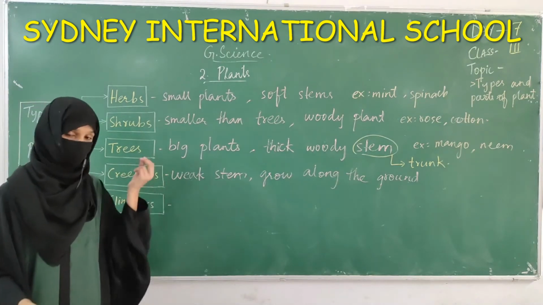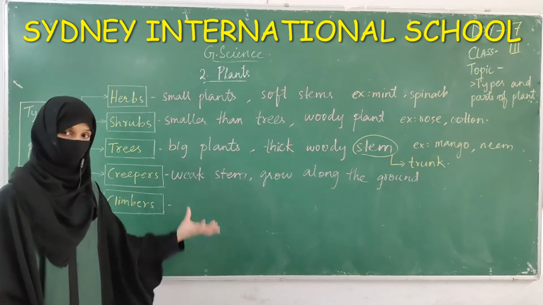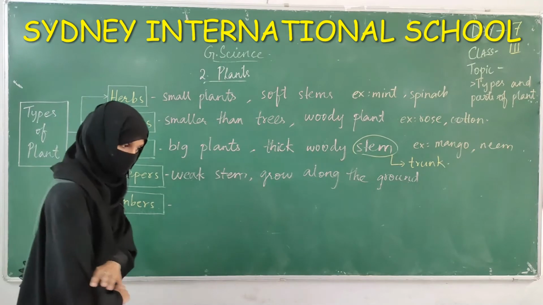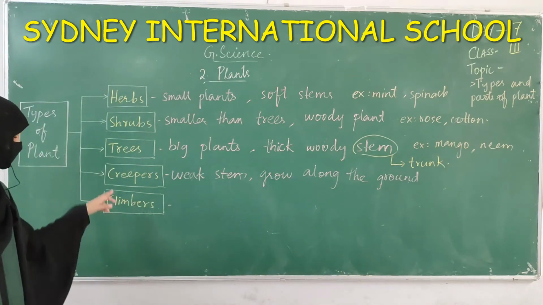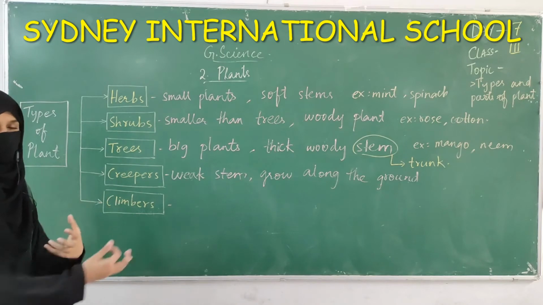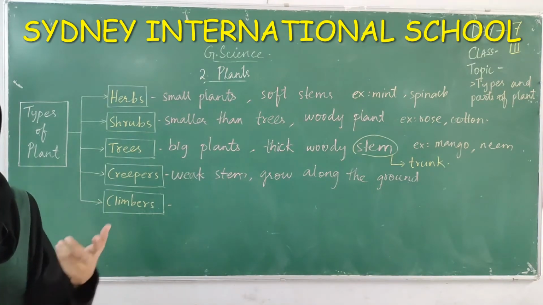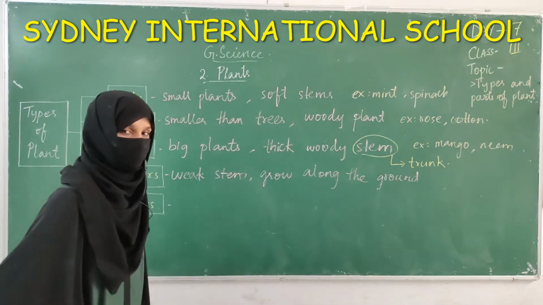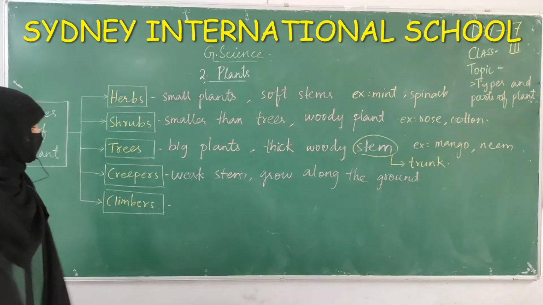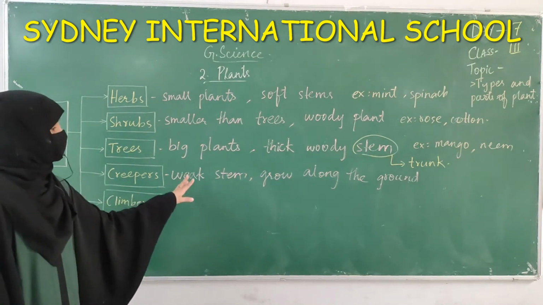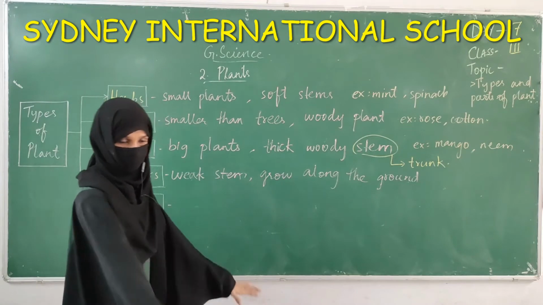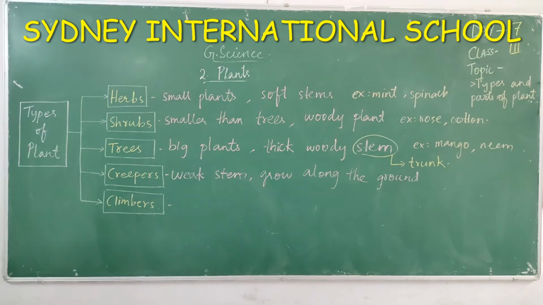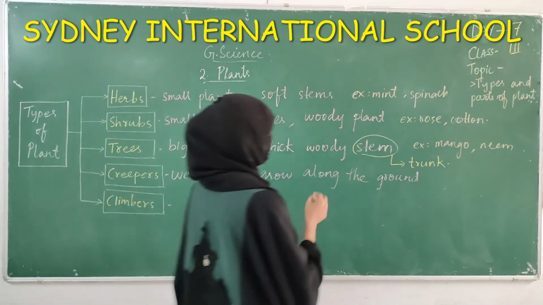The stem of the creeper is so weak that they can't grow on their own above the ground. They can't grow any height. They just spread themselves on the ground. Like we see they creep on the ground. We have heard babies crawl on the ground, something like that. Only creepers, the plants spread themselves on the ground only. So that is how we say creepers have weak stem and they grow along the ground, they don't grow above the ground. Okay. Now example of creepers is watermelon.